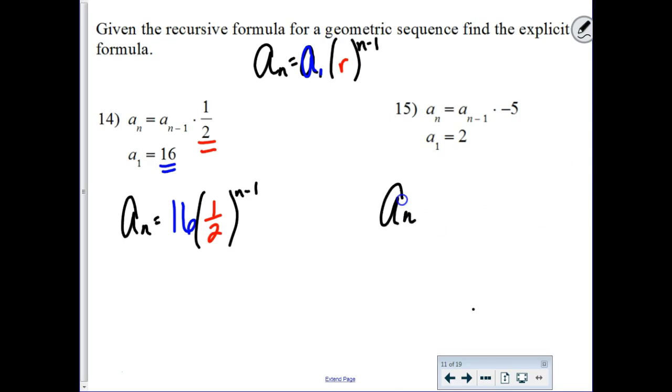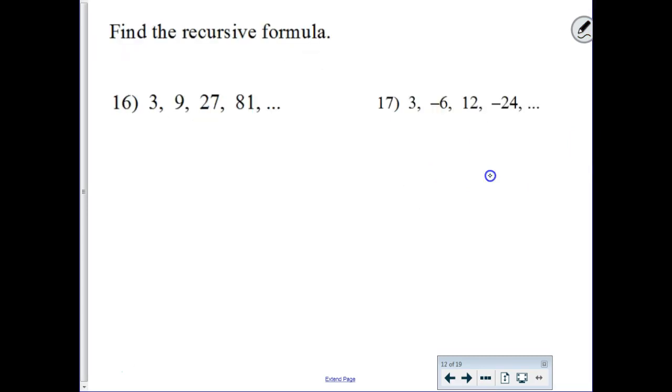So explicit formula here: first term, 2, times the common ratio. You're staring at it, if you look closely, it's a -5. Definitely you need to have parentheses on that one, please. And then to the n minus 1 power. Beautiful. All right, let's see something more exciting. Well, that's not that much more exciting.